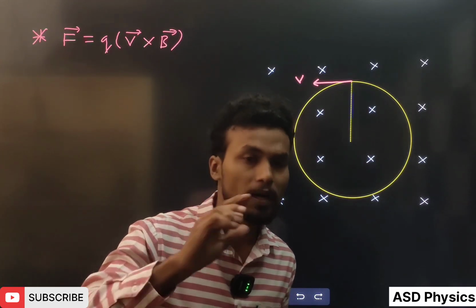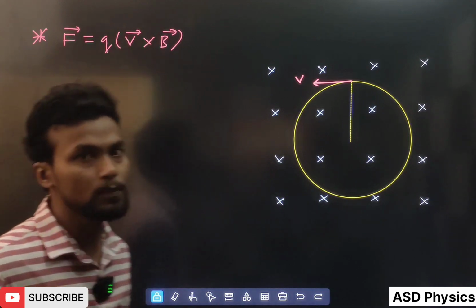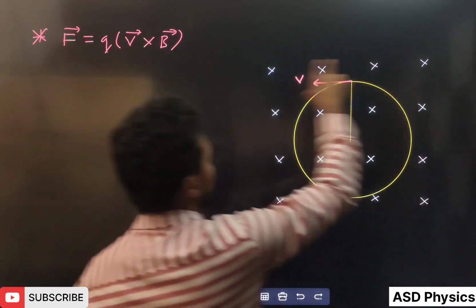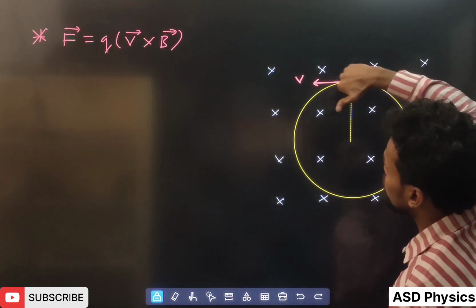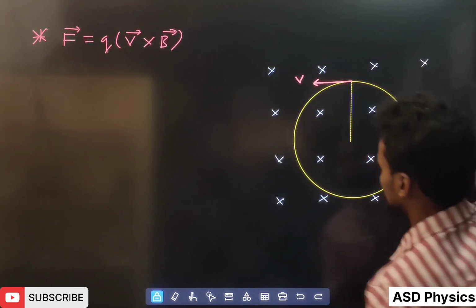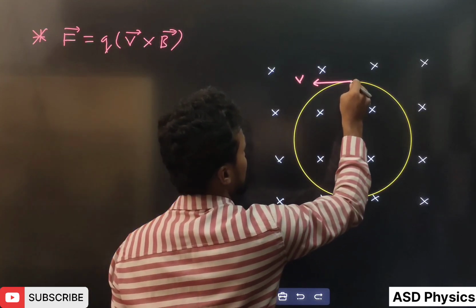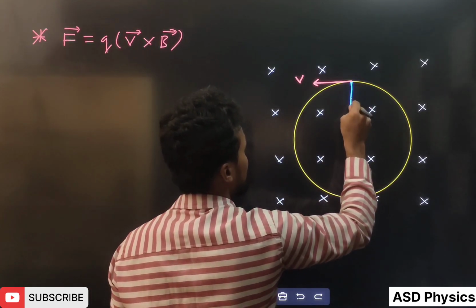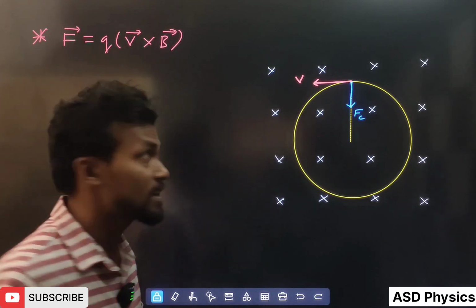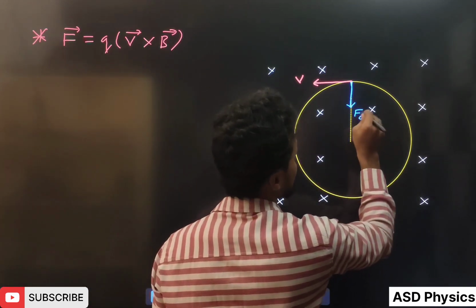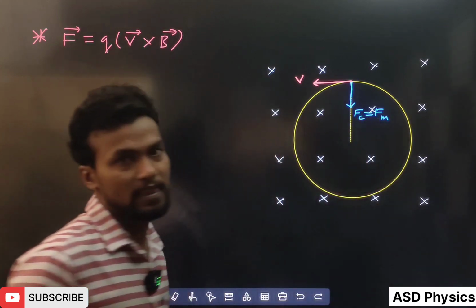We have to curl the fingers of the right hand from V to B for the positive charged particle. Here V is this side, B is inside. That means when I curl my fingers from V to B, the thumb is going in this direction, downward. So a downward direction force will act. This is the direction of the force, and this magnetic force only is acting as a centripetal force.